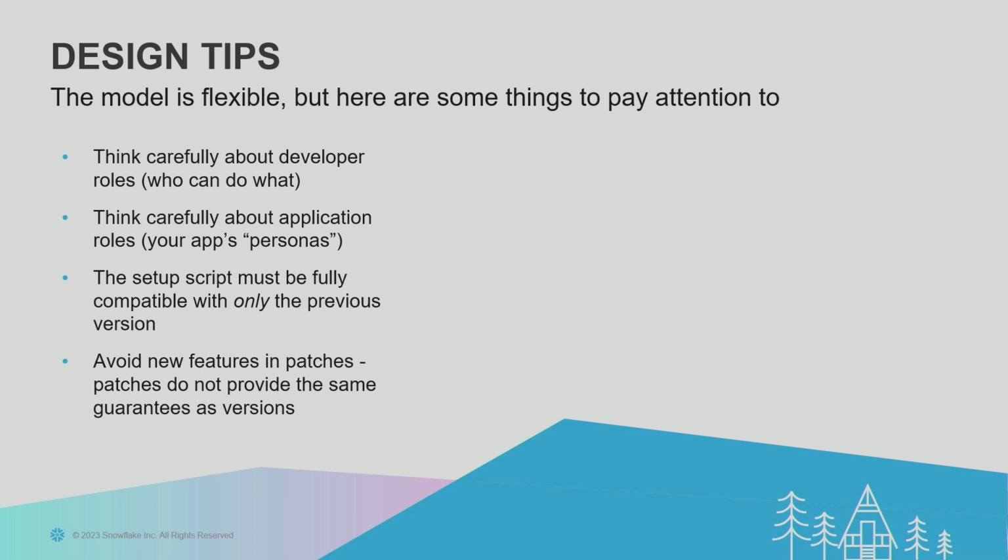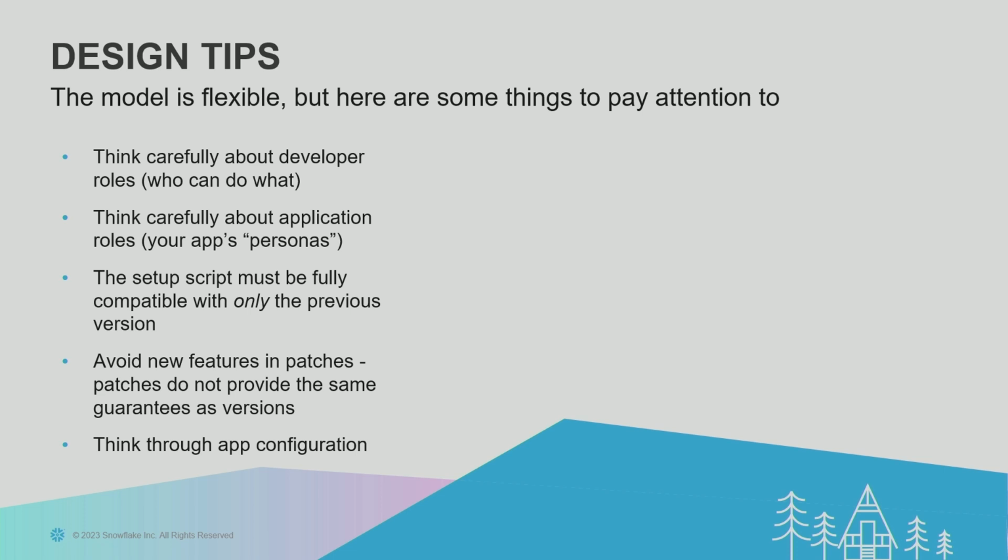But patches don't get these same guarantees. Patches are assumed to be, you need it out right now. We can't wait for code to stop running. You're trying to fix something important, so they happen right away, which means at any given time, if you've deployed patches fast enough, you could have code for many patches running at the same time. So as a result, don't add features in patches because you don't get the same guarantees as you do with versions.